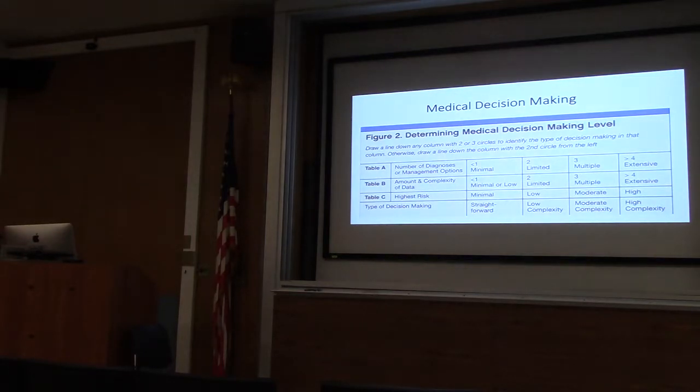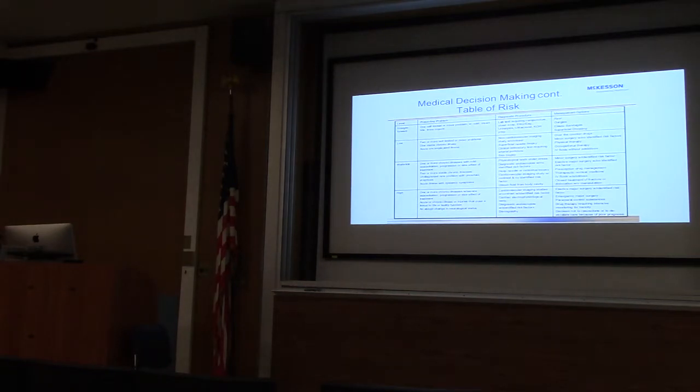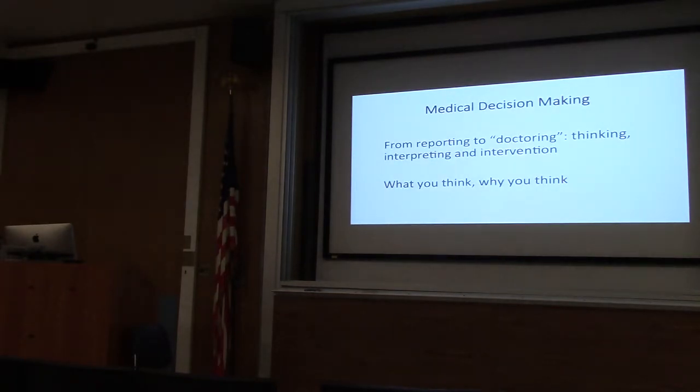And then we get to our medical decision making. If you search medical decision making, obviously you will see these charts, or even this chart. I could go further with more complicated charts that I'm not going to talk about. But this is what the patient encounters are built on, how complicated your decision making is, which is a very confusing thing. Your medical decision making is where you go from reporting what you found or heard from the patient to doctoring. I love that word, which means thinking, interpreting, and intervention. And documenting what you think and why you think so.